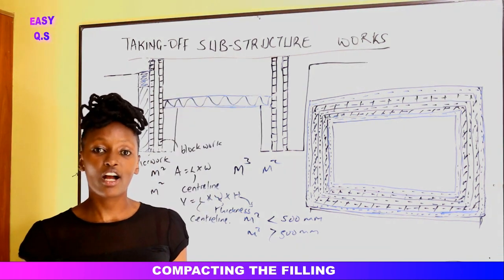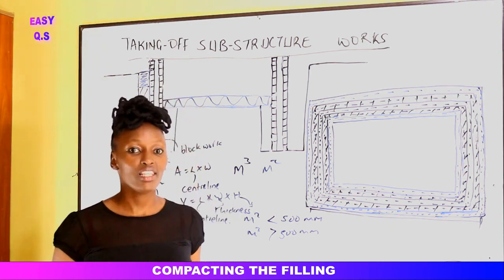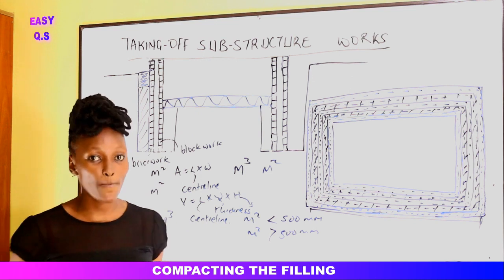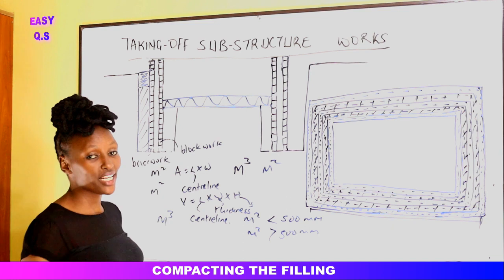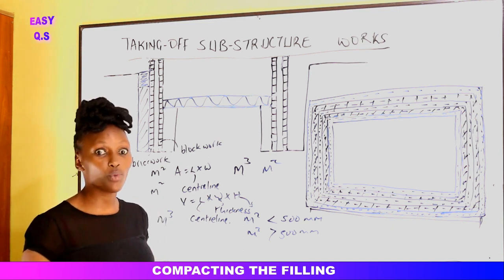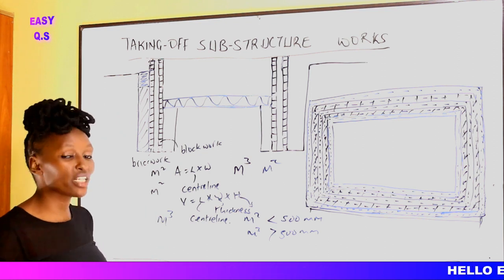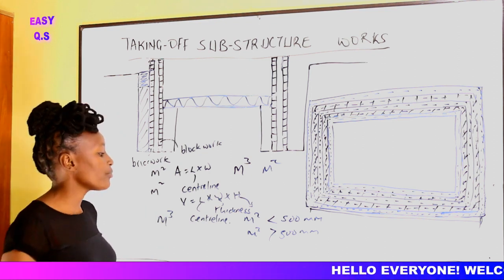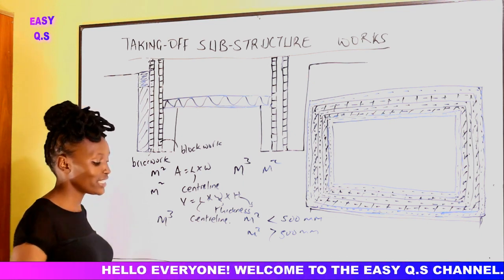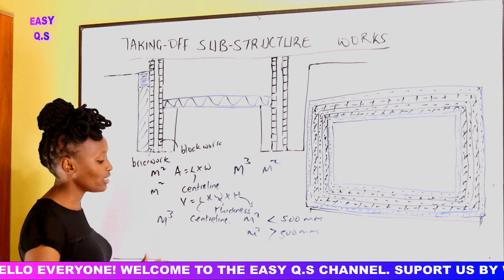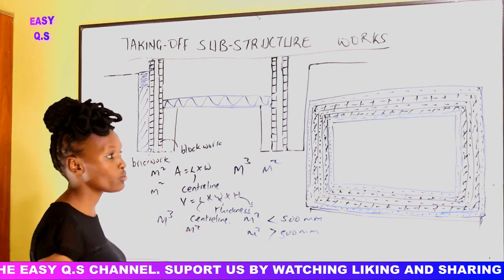After we have done the hardcore inside that building, the next item that we need to do is to compact that filling. The hardcore needs to be compacted. You realize that compacting is work that will need labor, so we need to account for it, and that's how we need to measure it. We are told in the NRM2 that we should measure compacting the filling in terms of meter squared. And when you're told meter squared, it's length times width.